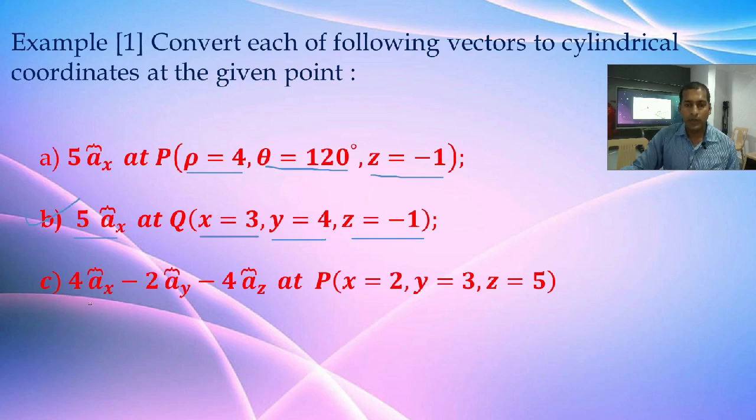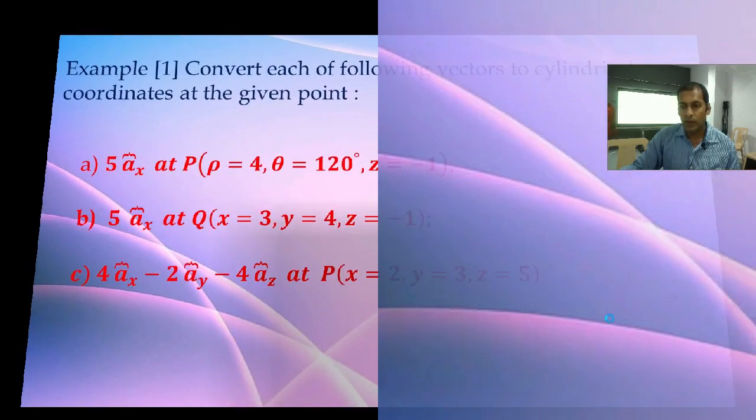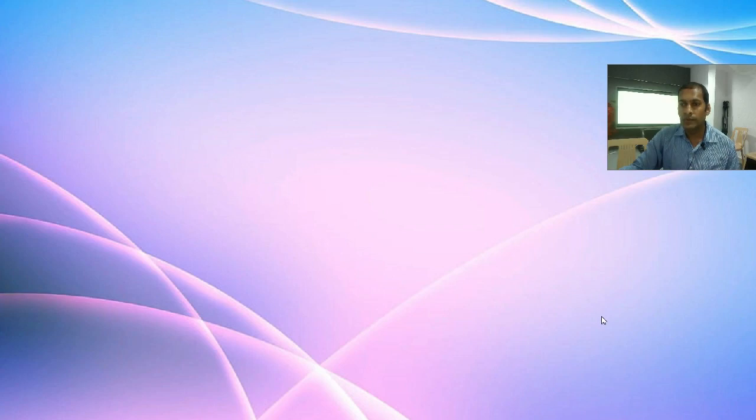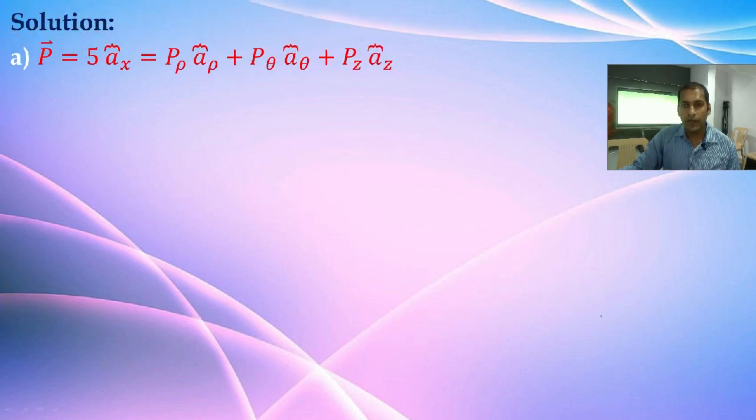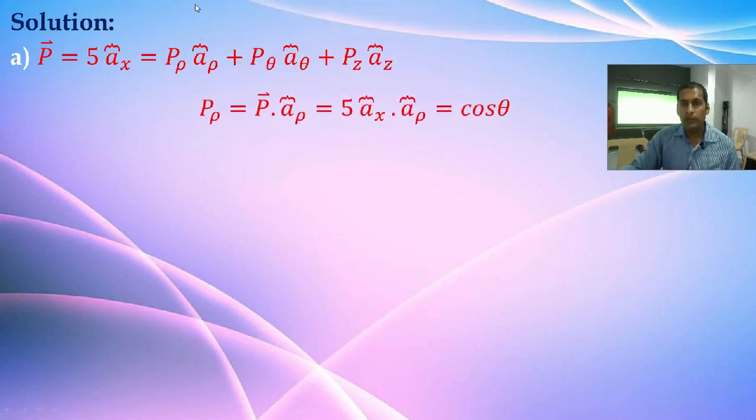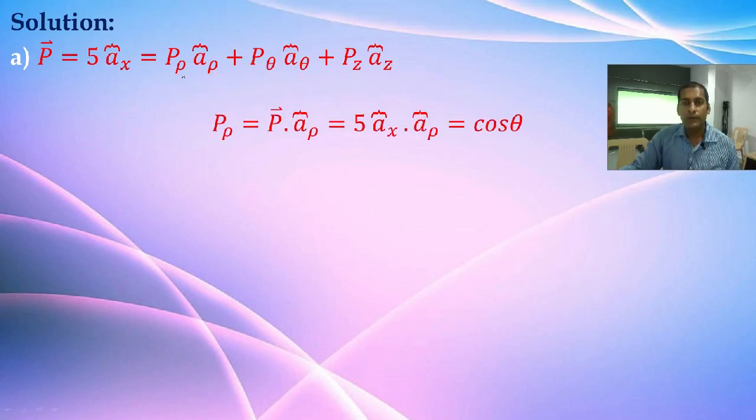And the third one has three components: 4ax cap minus 2ay cap minus 4az cap at point P where x is 2, y is 3 and z is 5. So let us see the solution. First one, we will see where point P is at y x cap. So this one we have to represent in terms of r, theta and z.